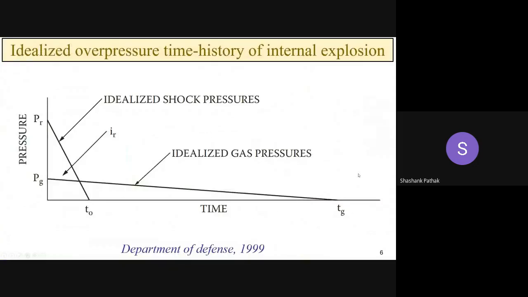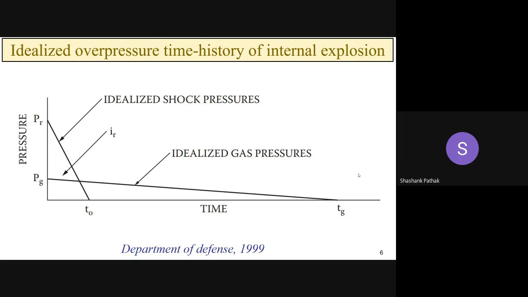So there are two different kinds of shock pressures that will be generated during an internal explosion. The first one is the gas pressure in that confined space, and the second is the shock pressure because of the shock itself and the reflections. Those two types of pressures can be idealized by these two types of time histories, or pressure histories.